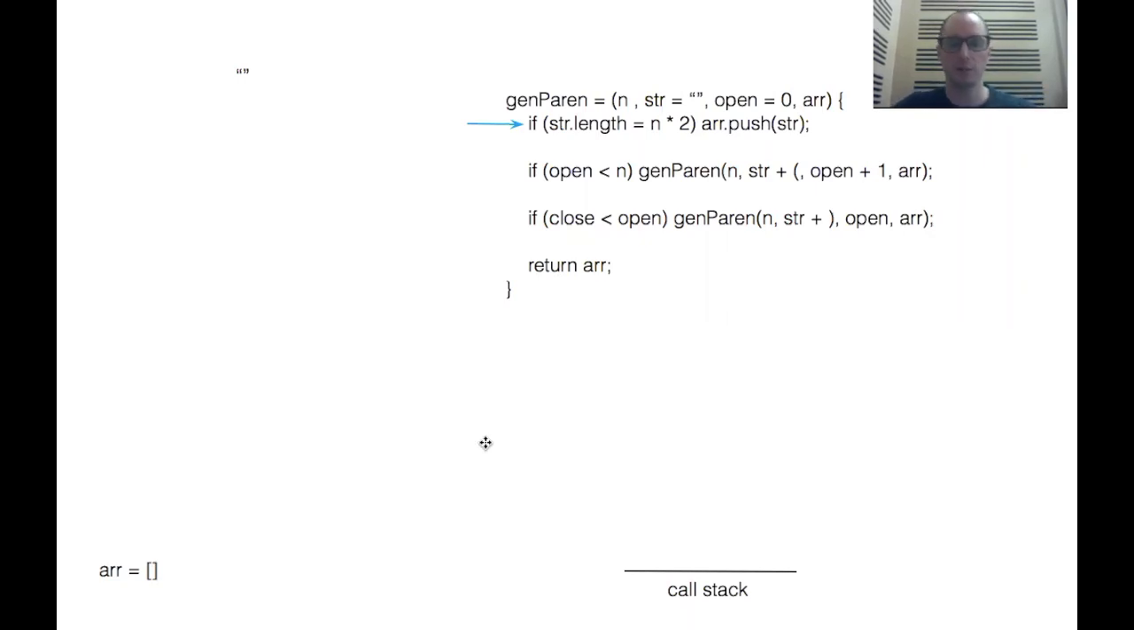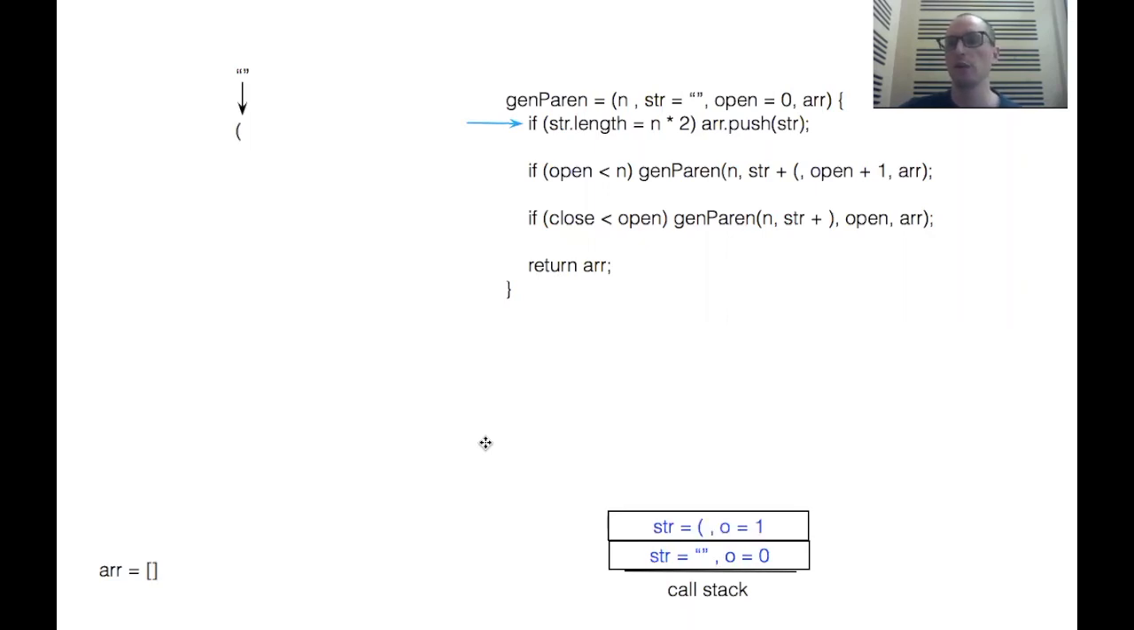So the first thing we're going to do is push a call to genParen with an empty string onto our stack. And we'll move on to the next line, and our opens are less than n. So we're going to push another call of genParen onto our stack with one open paren. We'll do that in our tree as well.